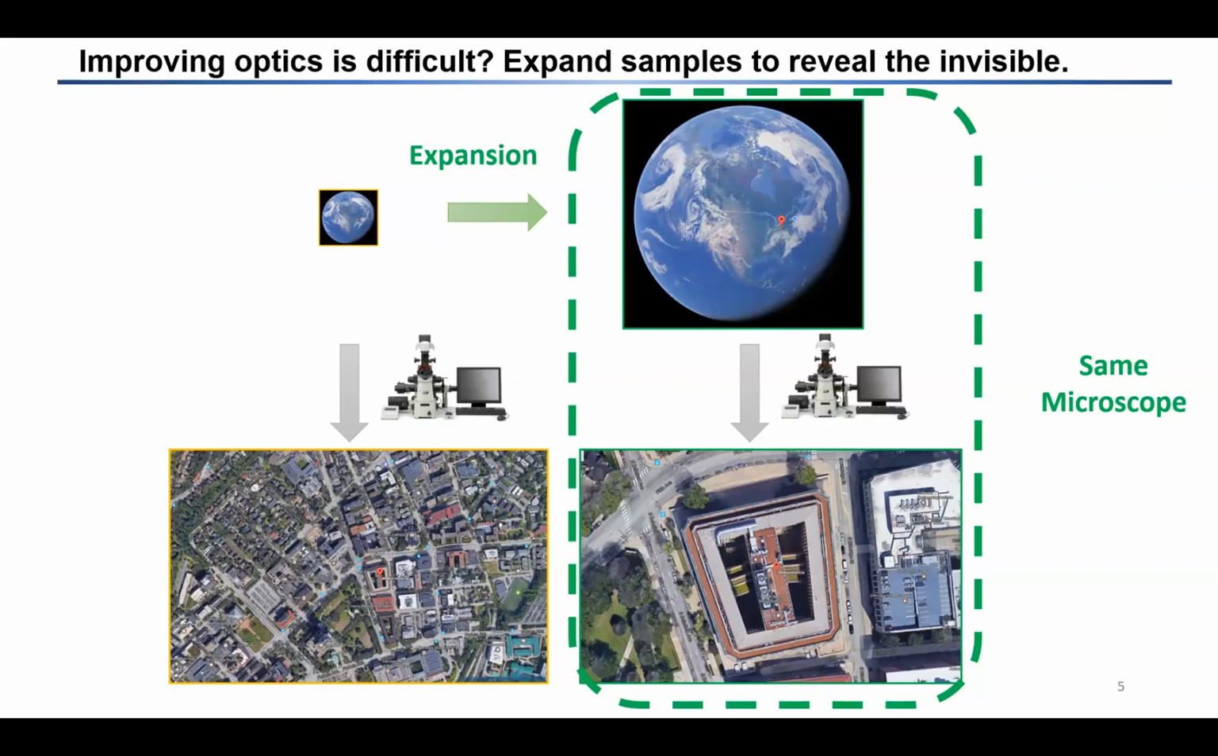As you can see on the left panels, due to the resolution limits, you would not be able to see the detail of the building. However, if you imagine we can actually expand the Earth several times in each dimension, using the same microscope, now you will be able to see the expanded Mellon Institute, and you can see the expanded trees and cars, and much more details regarding the buildings. So that is basically the concept, right?